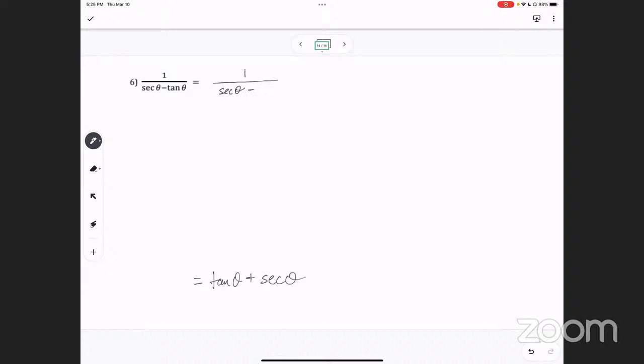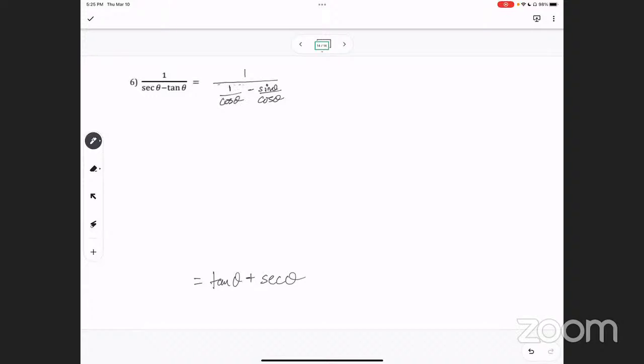Minus sine over cosine. Okay. And the secant is equivalent to 1 over cosine. So I'll just do that in the first step, right?